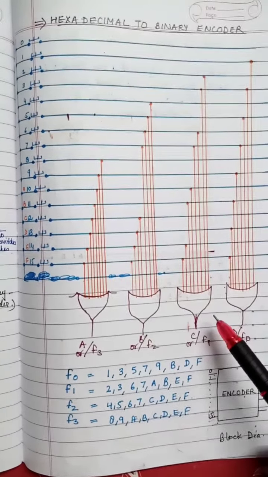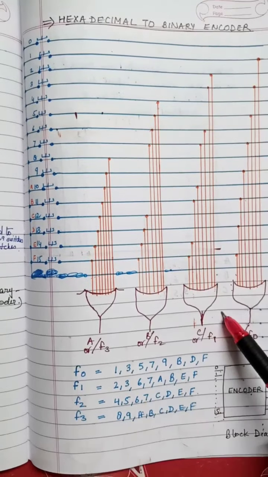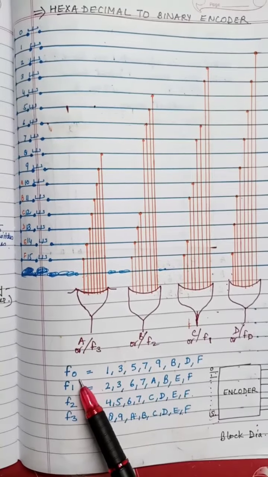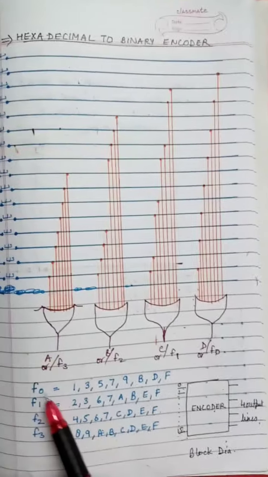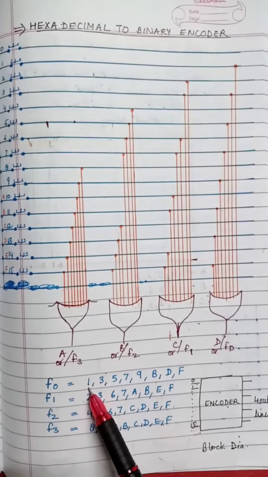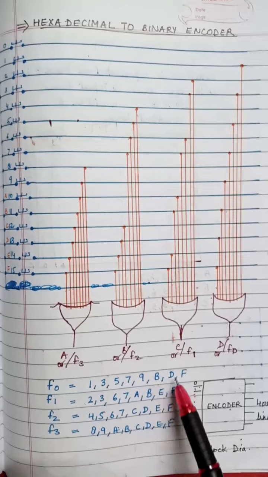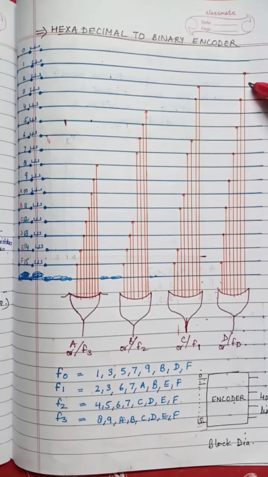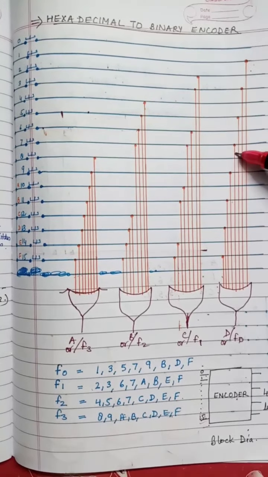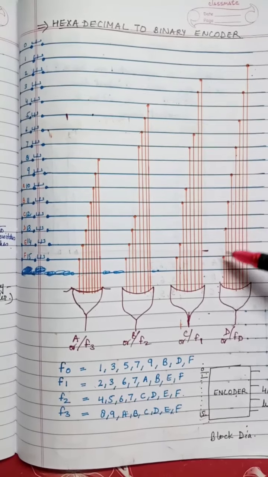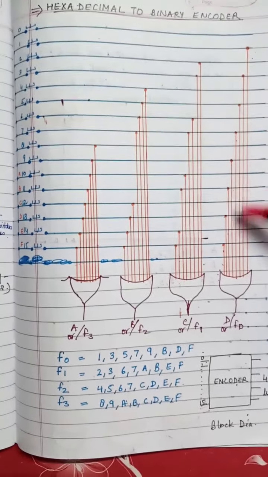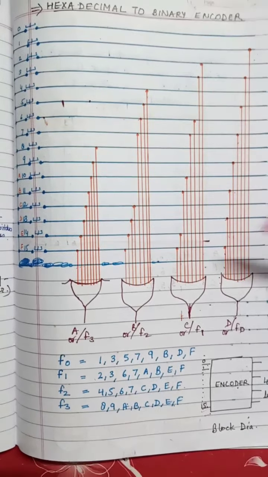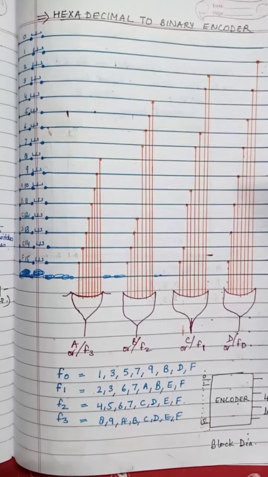So if you have to make the logic circuit diagram of the hexadecimal to binary encoder, if we make the truth table, then in F0 we will be getting 1 in input lines number 1, 3, 5, 7, 9, B, D, F. So just draw the lines from these input lines: 1, 3, 5, 7, 9, B, D, F. Alternatively we are drawing these lines. Okay, so be careful in making this logic circuit diagram.